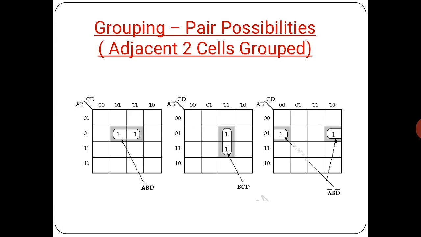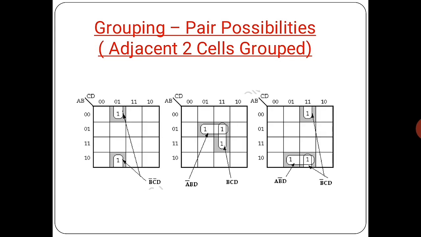So particularly in this first diagram, the 2 column-adjacent cells are grouped. In the next one, row-adjacent cells are grouped. In the last diagram, the corner cells are grouped. In this particular case, the topmost and the bottommost corners are grouped. And also we are having two more cases.